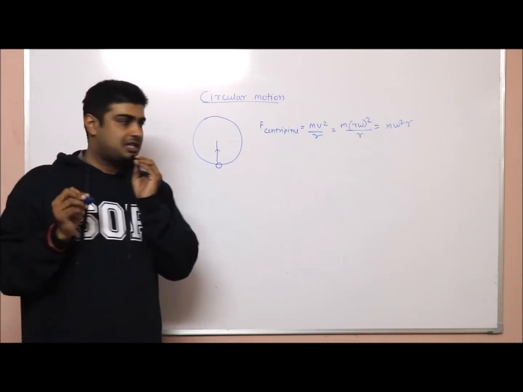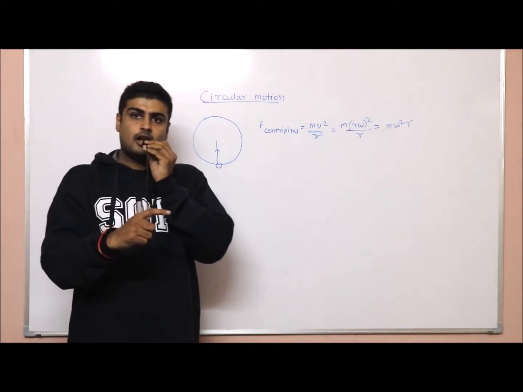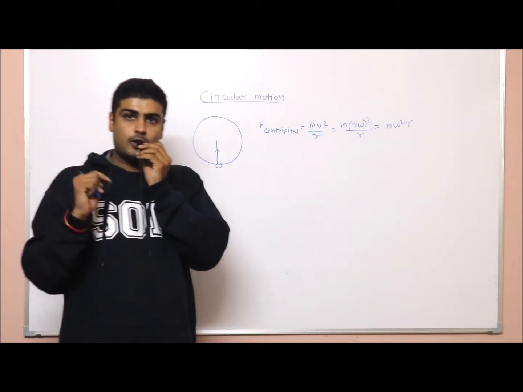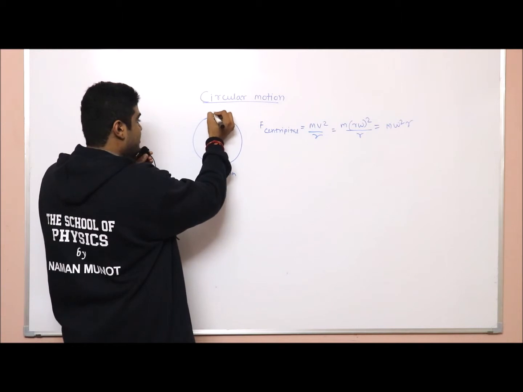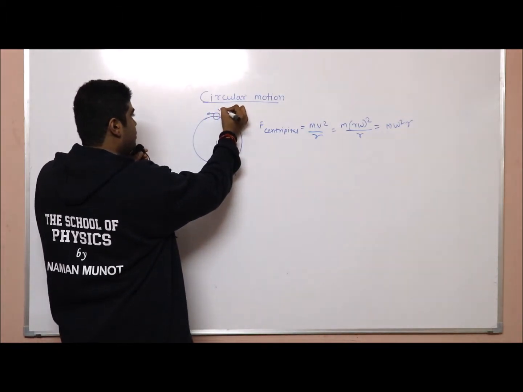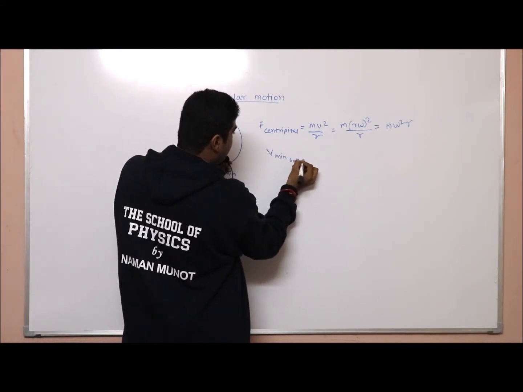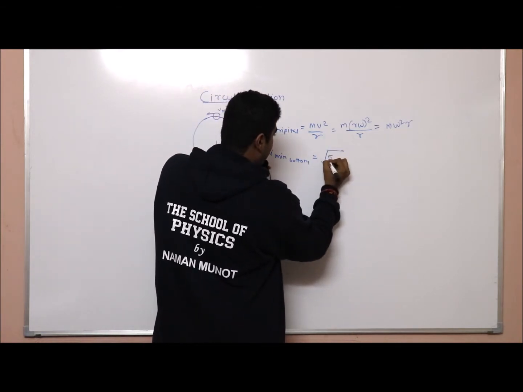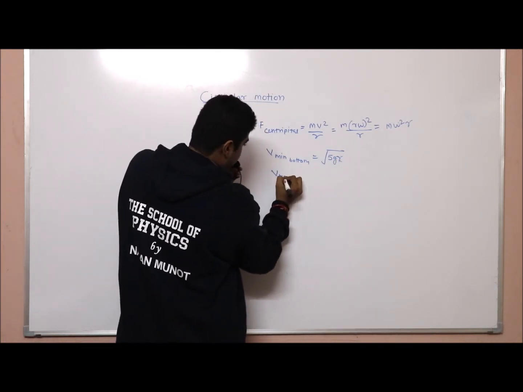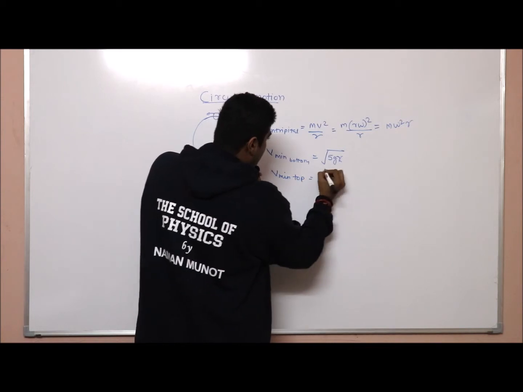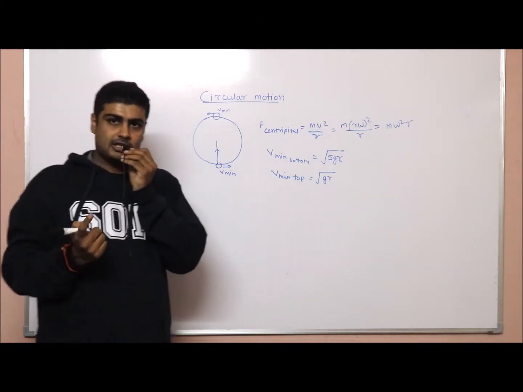Now coming to the special cases. If we have to make this body go into a complete circle, there should be a minimum velocity at the bottom and a minimum velocity at the top. The minimum velocity at the bottom should be equal to root under root of 5gr, and the minimum velocity at the top should be equal to under root of g into r. So you have to remember this. Direct questions will be asked on this.